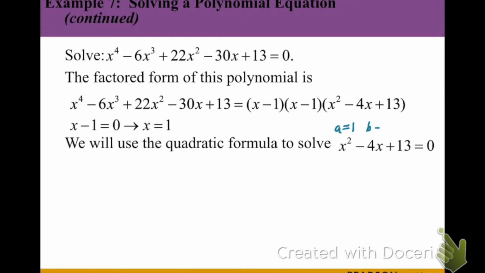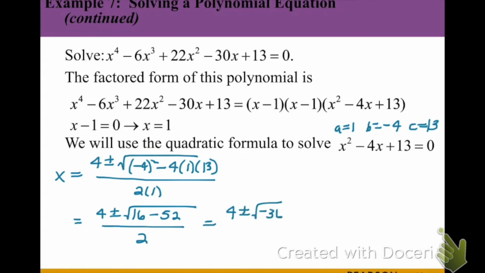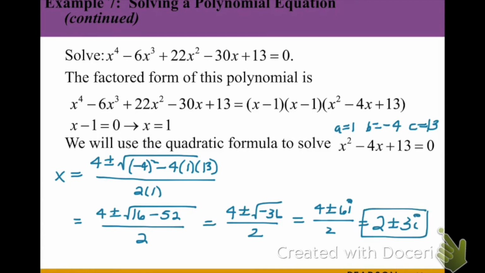If we let a be 1, b be negative 4, and c be 13, we'll set up our quadratic formula here of positive 4 plus or minus the square root of negative 4 squared minus 4 times a times c, all over 2a. If we reduce our square root, we're going to get 16 minus 52, which gives us negative 36, which is going to come out as 4 plus or minus 6i all over 2, which we can divide everything by 2, giving us 2 plus or minus 3i.